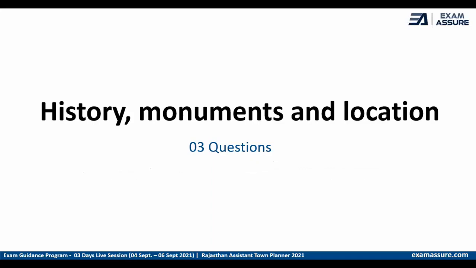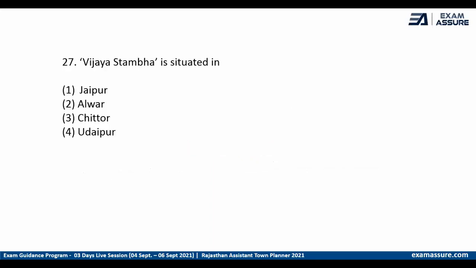History, monuments, and location: there are 3 questions that we have seen in the 2018 paper. These are Rajasthan related questions. Okay, let's have a look. Vijay Stambh is situated in which of these places? Now, any idea about that? What are you answering? Chittor, right. Chittor is the place where the Vijay Stambh is located.